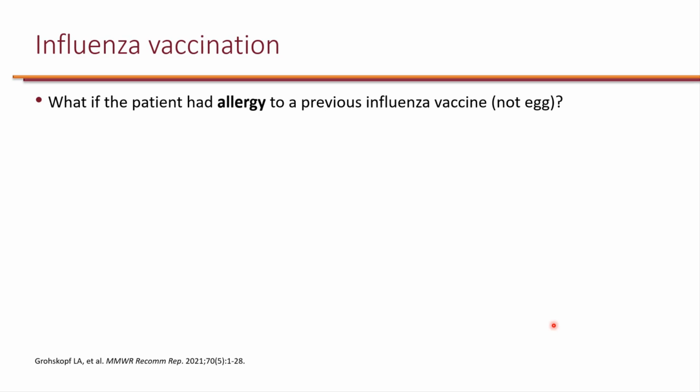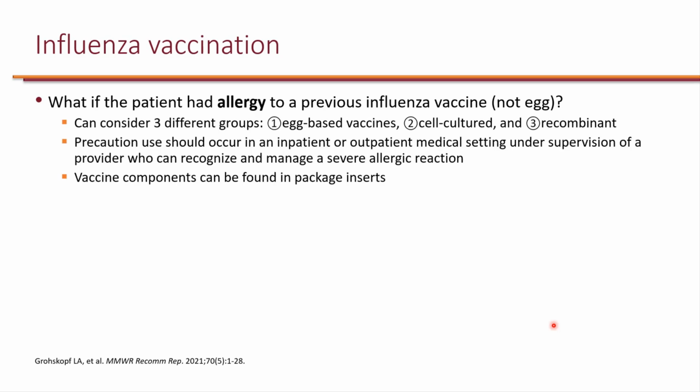Now, what if the patient had allergy to a previous influenza vaccine ingredient and not just egg allergy? We can consider three different groups. So one would be people with an allergy to egg-based vaccine. The second group would be people with allergy to cell-cultured vaccine. And last would be people with history of reaction to a recombinant vaccine.